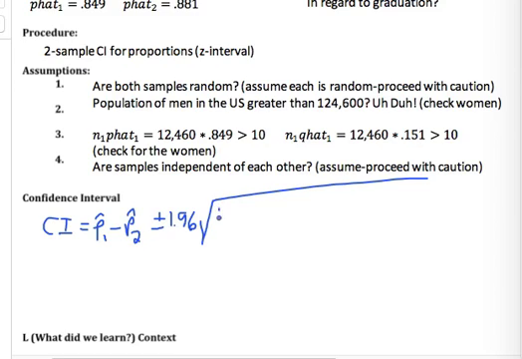So here we put specifically, I'll put my symbols in. I'm not going to put the numbers in. p1 hat, q1 hat, or you could put male, right, over n1 plus p2 hat, q2 hat, over n2. Easy peasy Japanesey.